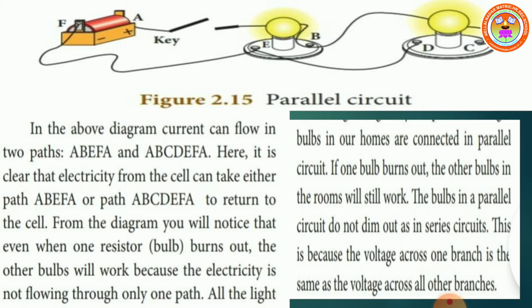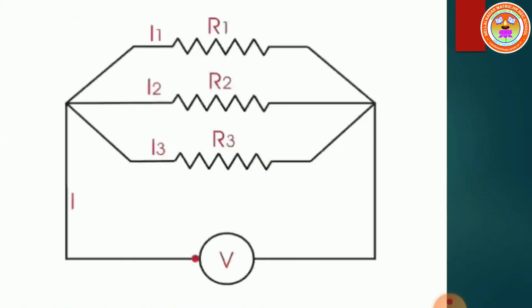So, all the light bulbs in our home are connected in a parallel circuit. If one bulb burns out, the other bulbs in the room will still work. The bulbs in a parallel circuit do not dim out as in a series circuit. This is because the voltage across one branch is the same as the voltage across all the other branches. So, this is the parallel circuit.